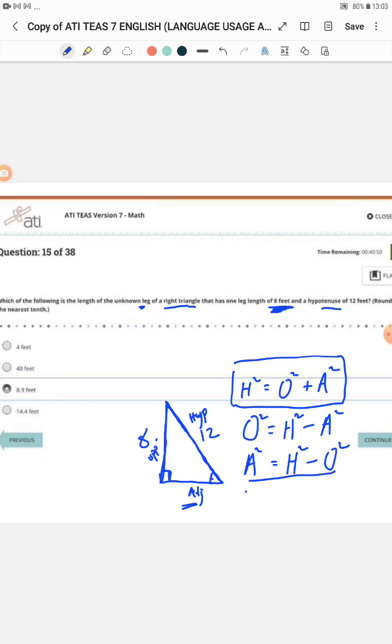So the square of the adjacent, the third leg that we don't know, equals the square of the hypotenuse, which is 12 squared, minus the square of the other side, 8 squared. So let's do that now. a squared equals 12 squared, which gives us 144, that's 12 times 12, minus 8 squared, which is 8 times 8, that gives us 64. If you subtract, a squared will be 80. So a is the square root of 80.